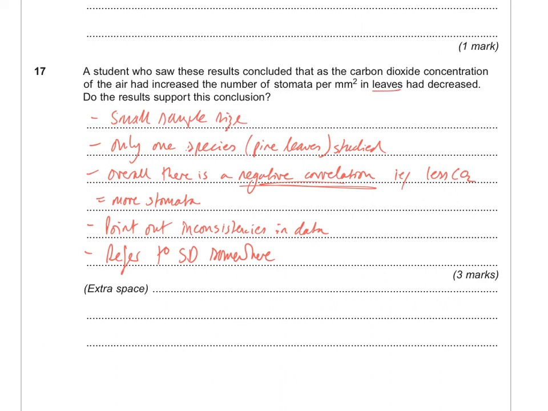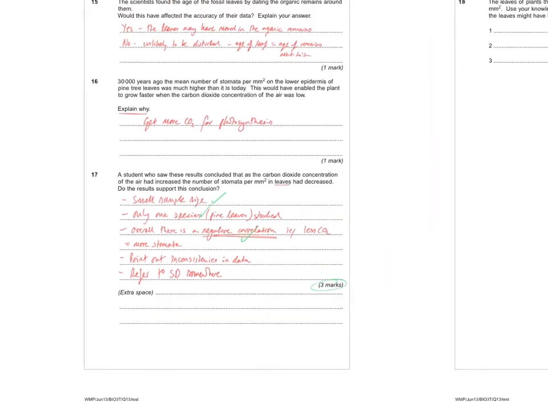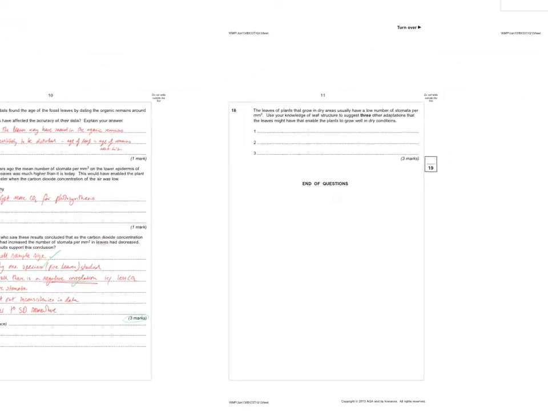Okay, only need 3 of them. I've put 1, 2, 3, 4, 5 down. So how easy is it when you think small sample size, only one species, and overall there's a negative correlation? 3 marks. The rest are trickier. But don't forget that if it asks you to look back to the data, you can look back to everything.